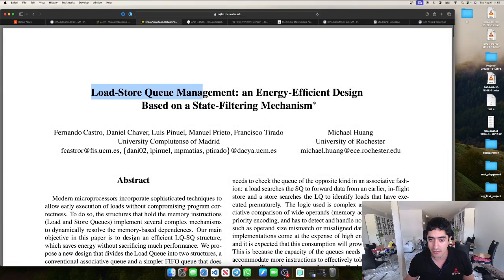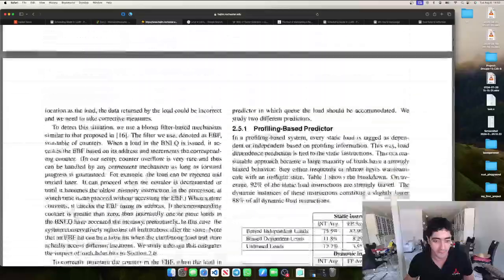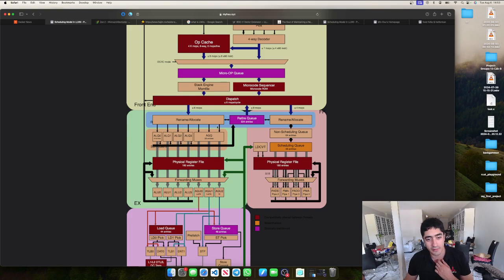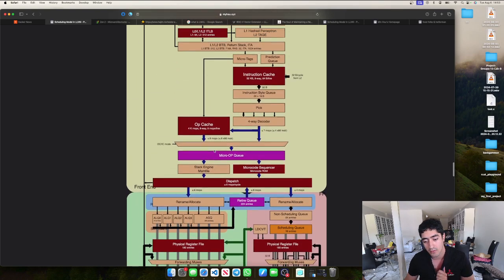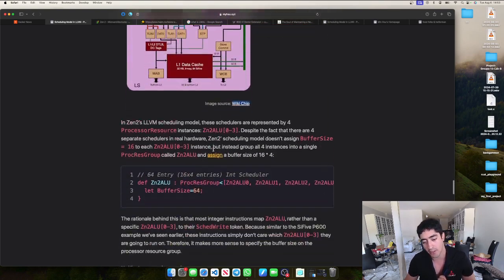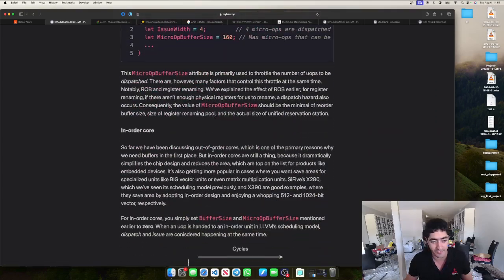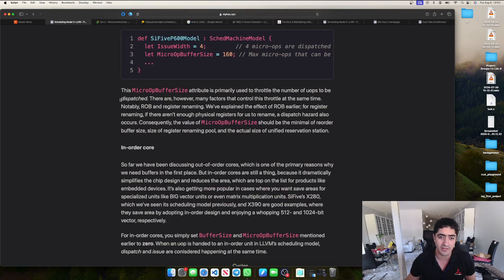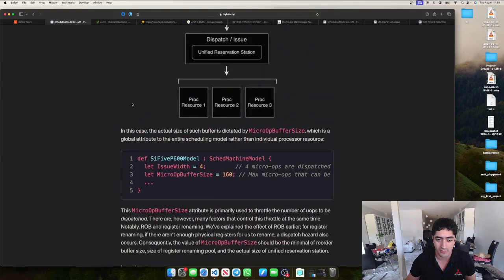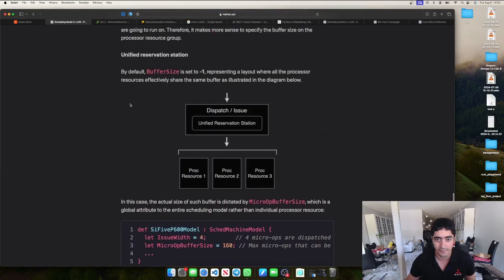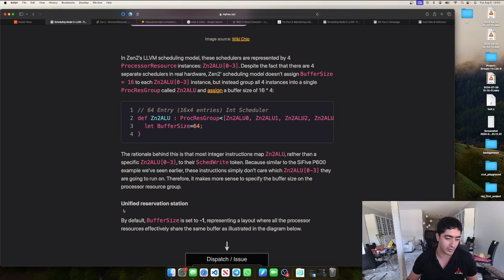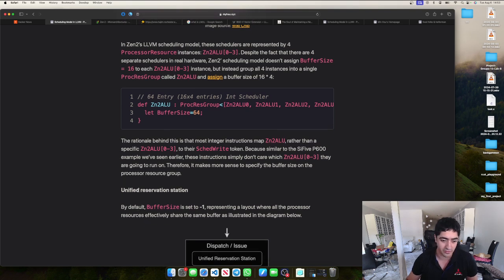Load store queue management, an energy efficient design based on a state filter mechanism. Sure. Okay, you can probably move on. You spent a fair share of time on that. Okay, micro operation buffer size attribute. Did we do this or did we not do this? We didn't. We are at the unified reservation station.